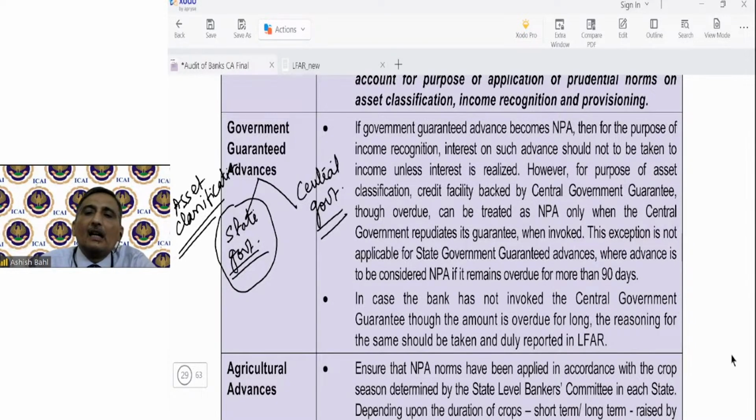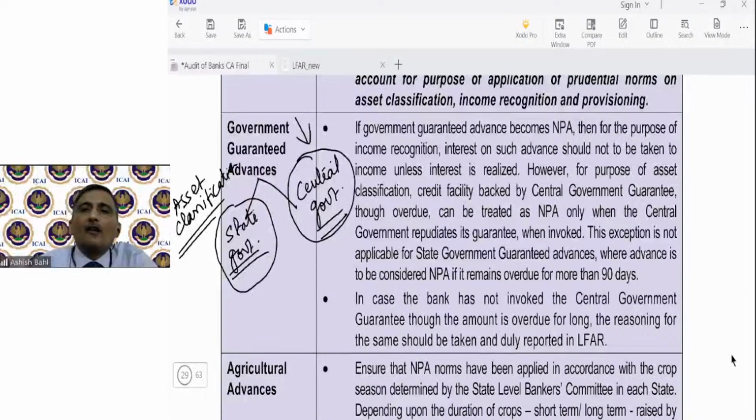But the position is somewhat different in case of central government guaranteed accounts. Now, what happens in case of central government guaranteed accounts? In borrower accounts where the guarantee of the central government is there, the asset is not recognized as NPA, even though the account has become overdue. Okay, but the income would be recognized only on a realization basis.